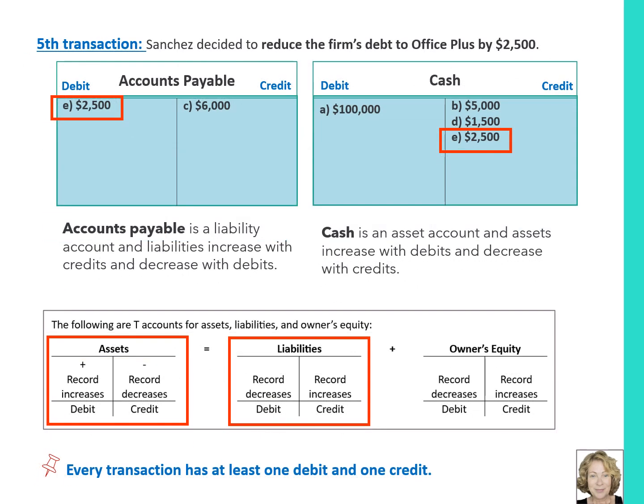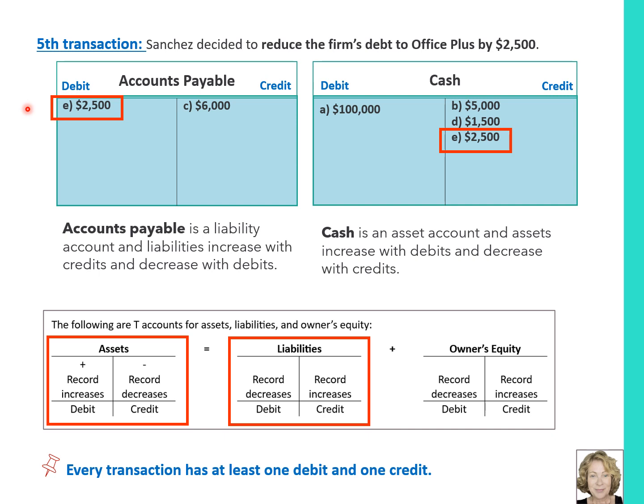Our fifth transaction is about Sanchez, the office manager, who decided to reduce the firm's debt to Office Plus by $2,500. Eli's Consulting had previously purchased equipment from Office Plus for $6,000. We're now reducing that debt by $2,500. That means that the accounts payable are going to decrease. Accounts payable are liabilities, and liabilities increase on the credit side and decrease on the debit side. So we're going to debit accounts payable for $2,500 and reduce the accounts payable.